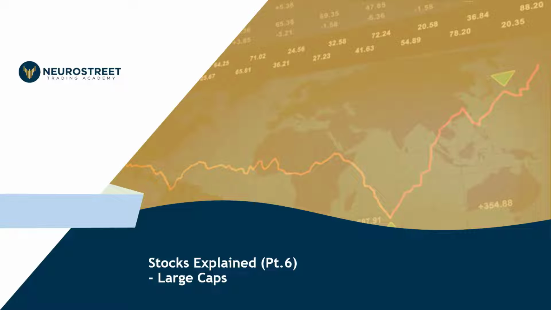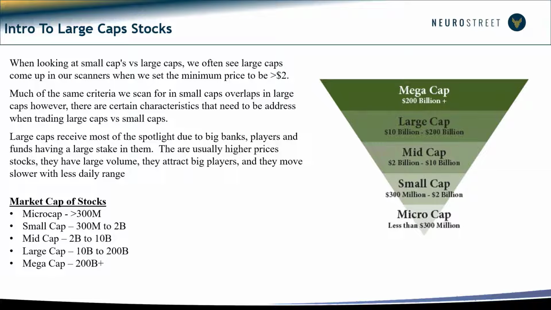See, large caps are much bigger stocks, and it's important that you know the difference moving forward before you start trading them. So let's talk a little bit about what a large cap stock is. When we look at comparing small caps versus large caps, we often see large caps come up in our large cap scanners when we set a minimum price to be greater than 2. And one of the things you need to understand is that when some of the same criteria that we're scanning for hits the scanners, we need to determine: are we going to be scanning for large caps or small caps? This is really important to know so that you understand the criteria that separates the different tiers of stocks.